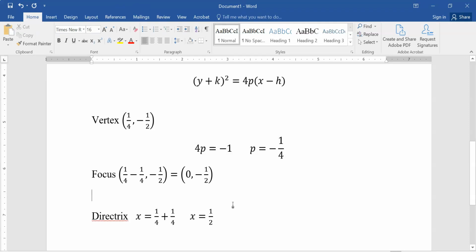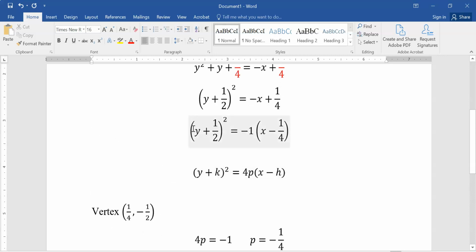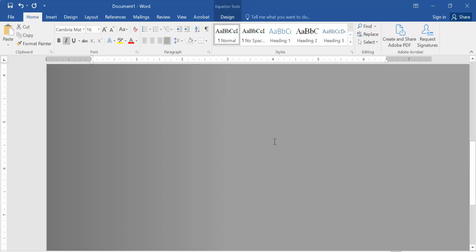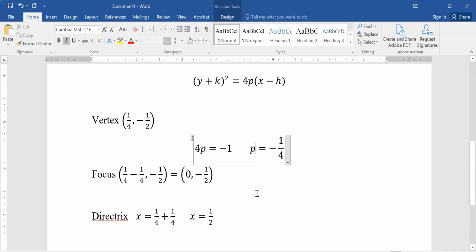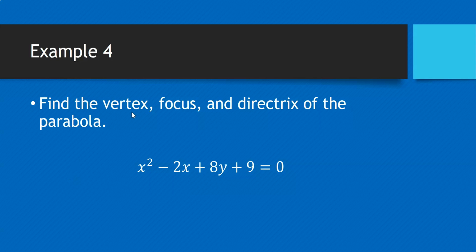Hopefully that all makes sense. You can do this by hand from here if you'd like, but again, I like thinking through what we just did. All right, so here's what I'd like you to do. I'd like you to go to example 4 here and find the vertex, focus, and directrix of this parabola. So once again, you have to complete the square and then do that. Push pause on the video. I'm going to do this very quickly in the next few seconds.